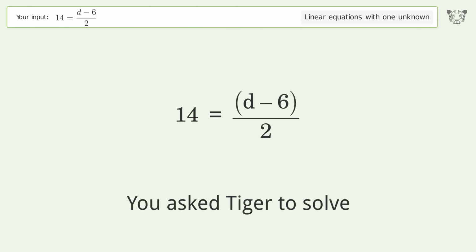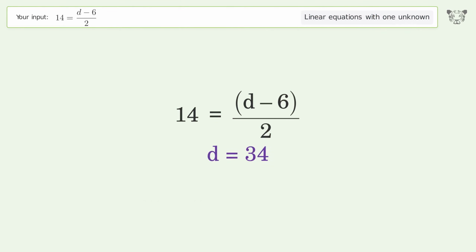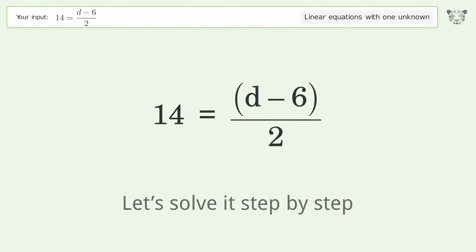You ask Tiger to solve. This deals with linear equations with one unknown. The final result is d equals 34. Let's solve it step by step.